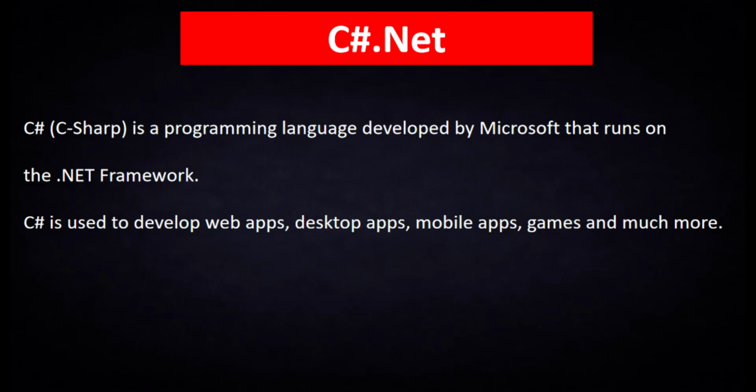C Sharp.NET is a programming language developed by Microsoft. Visual Studio and SQL Server are all products of Microsoft. C Sharp works with the .NET framework, which is also a product of Microsoft. So the C Sharp programming language, developed by Microsoft, works with the .NET framework, and simply we call it C Sharp.NET.